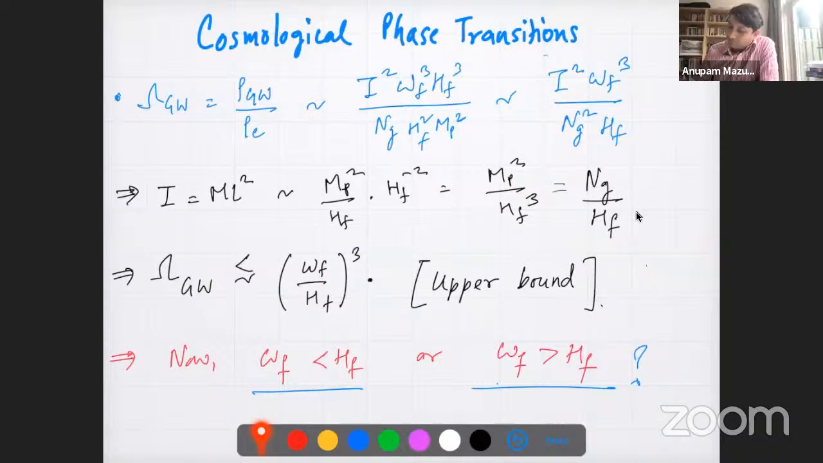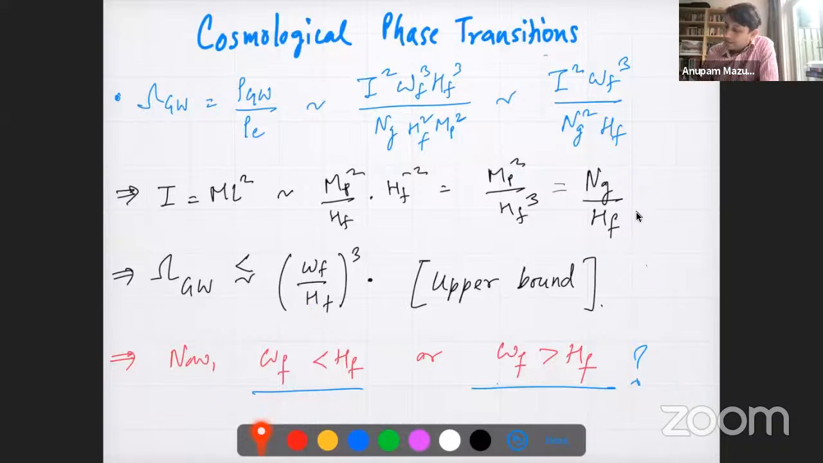And what you can do is that you can now compute the gravitational wave omega, and it is bounded. Of course, there are many coefficients which I have neglected for the argument's sake. So it's an upper bound. It's always bounded by omega cube over h cube. So irrespective of any model you choose, you will get this bound.